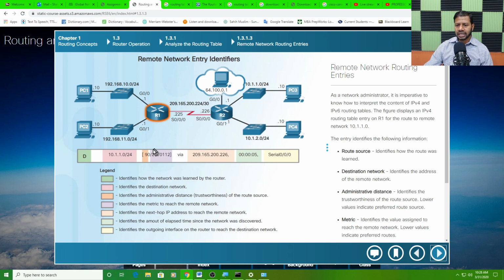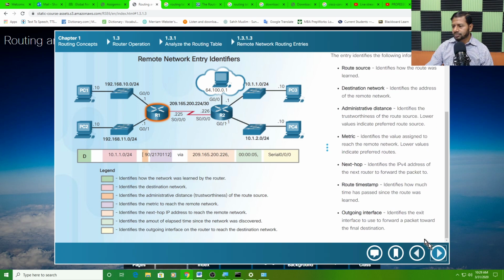Now, the same thing that we just discussed is showing here, what these mean. The first, this letter, means how this route was learned. This was learned by EIGRP protocol in this case. This is the destination network. This is the administrative distance. This is the metric. Via, that is the next hop router. This is the timestamp, time duration. And this is the exit interface. To go to that network, the data packet has to go out through the serial 0/0/0 interface, right here.